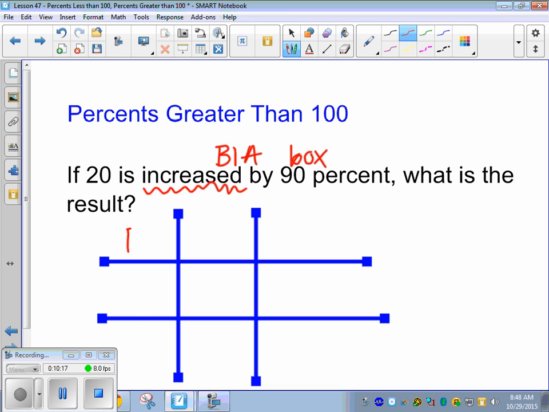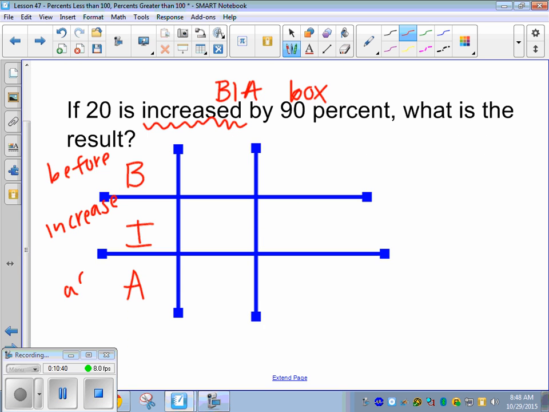All right, and it's called a BIA box. So on this left column, we have B, we have I, and we have A. All right, BIA box. Who remembers what this B stands for, Julia? Before. What's the I stand for? Increase. And Ben, what's the A stand for? After. Great. So we have this handy box that's going to set up some ratios for us again. These ones are pretty simple, but I promise these BIA boxes will be helpful when these problems get more complicated, so we're just going to practice with them now.